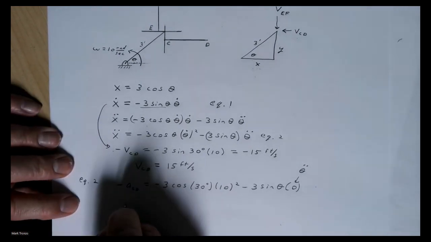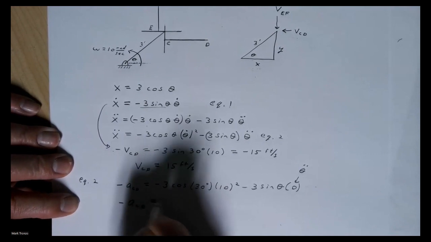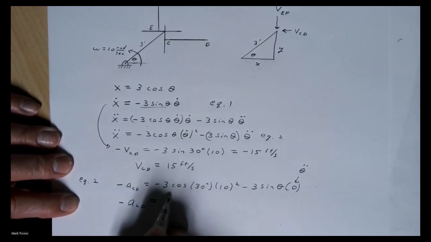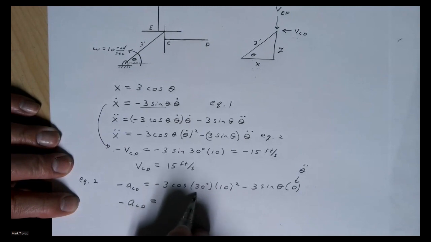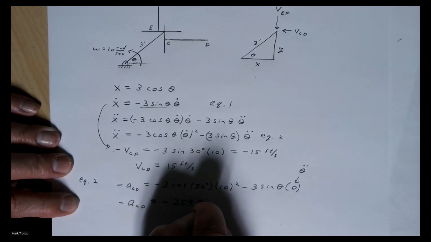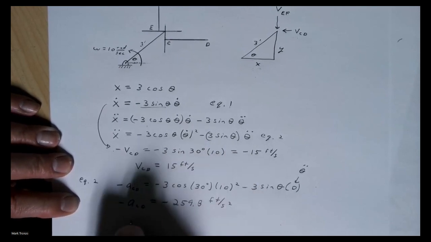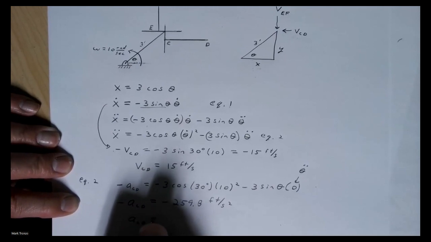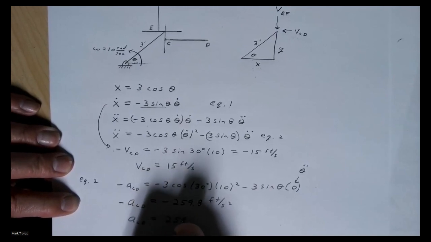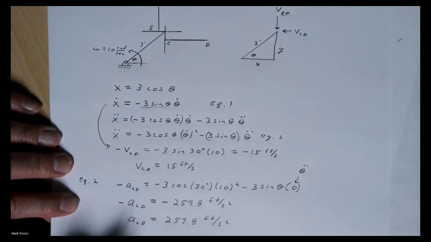So we work this all out. We get negative ACD is equal, and this comes out to be negative 259.8 feet per second squared. And so this is 259.8 feet per second squared. Again, that's acceleration to the left.